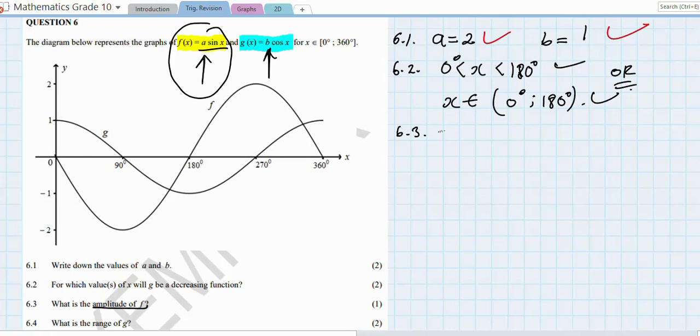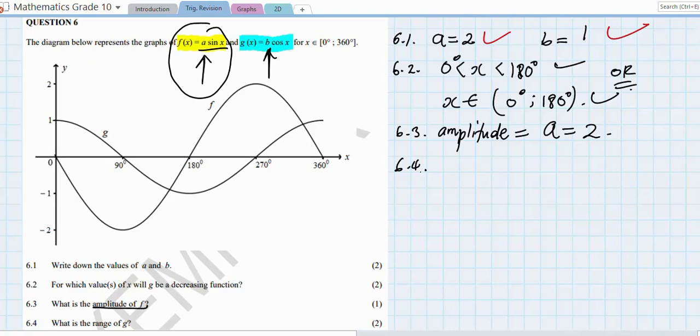And we already found the amplitude. We said, what is the amplitude? The amplitude is the coefficient. How much was the coefficient? The coefficient was a, in which it was 2. Easy as that.